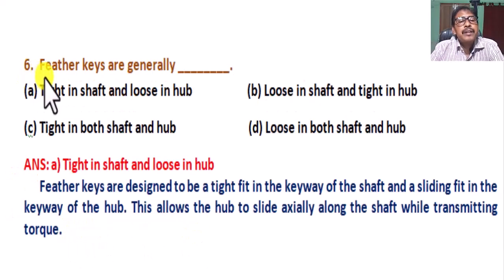Question number 6. Feather keys are generally option A, tight in shaft and loose in hub, option B, loose in shaft and tight in hub, option C, tight in both shaft and hub, option D, loose in both shaft and hub. Correct answer is A, tight in shaft and loose in hub. Feather keys are designed to be a tight fit in the keyway of the shaft and a sliding fit in the keyway of the hub. This allows the hub to slide axially along the shaft while transmitting torque.